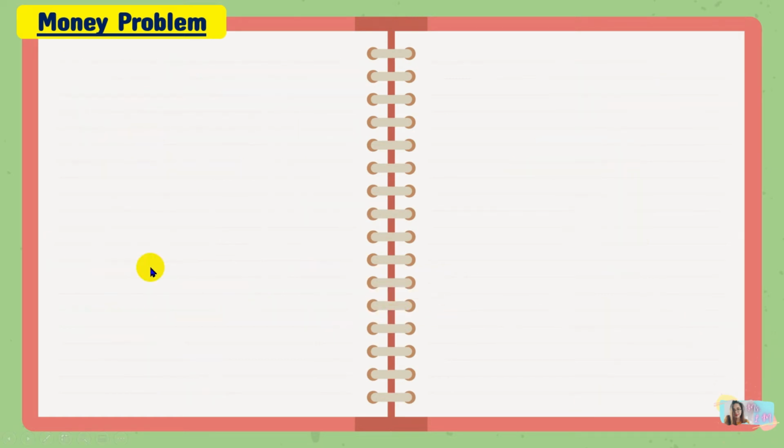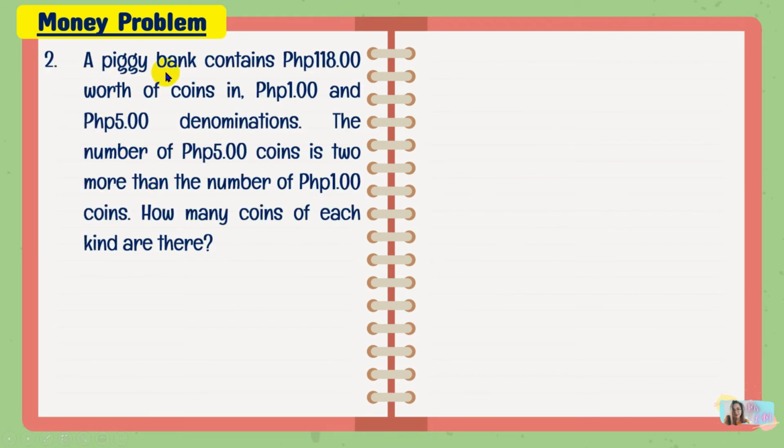Another example under this problem. So for our second money problem, we have here a piggy bank contains 118 pesos worth of coins in 1 peso and 5 peso denominations. The number of 5 peso coins is 2 more than the number of 1 peso coins. How many coins of each kind are there? So ang tinatanong po ay ang bilang pa din ng 1 peso coin at 5 peso coin na nilalaman ng piggy bank. First is to represent what is asked.